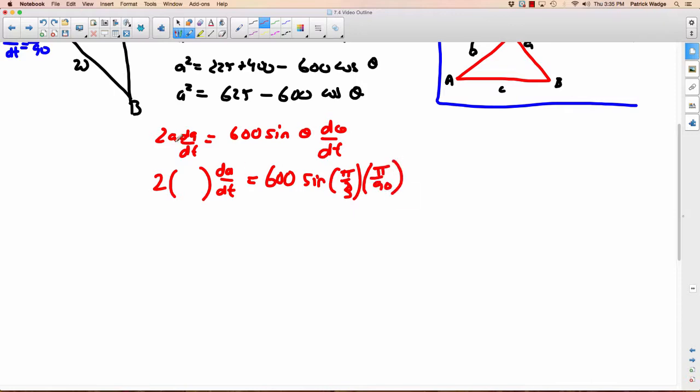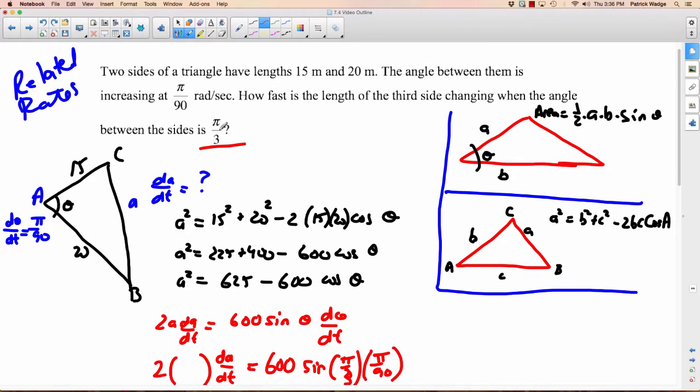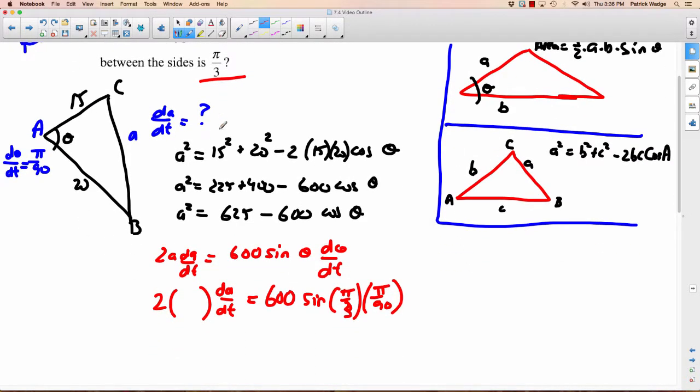So the problem is this a here. We've got to figure out a. Now, how are we going to figure that out? Well, it tells us this information, that when the angle between the sides is pi over 3. So I'm going to draw this drawing here again, but this time I'm going to put my 15, my 20, and talk about this specific time when it's pi over 3. And what I need, remember this is my angle A right here, I need to know this side right here. Can I do that with this information? Sure can. How can I do it?